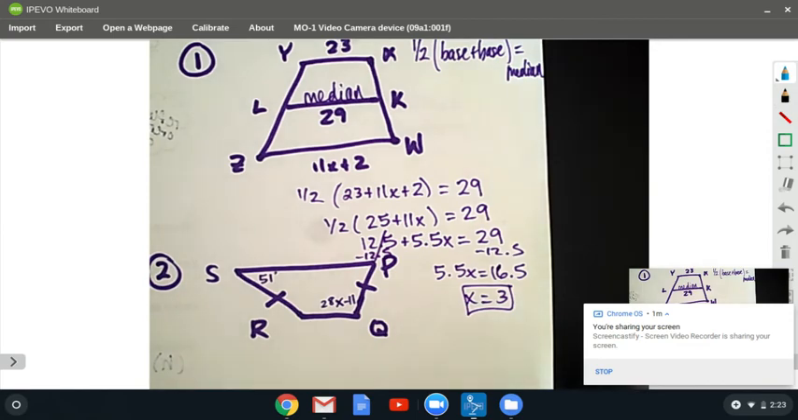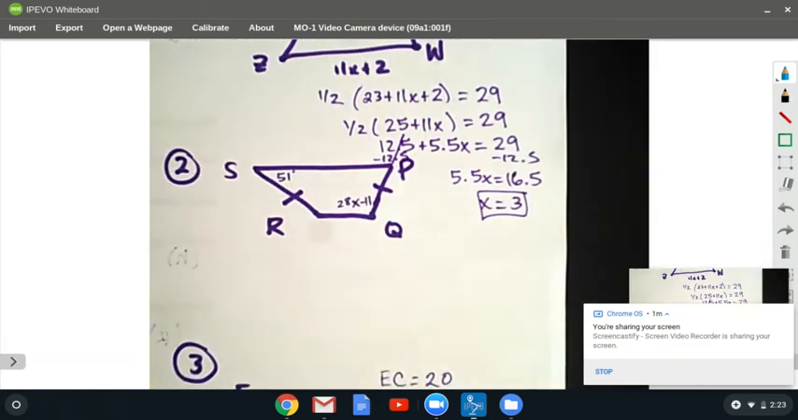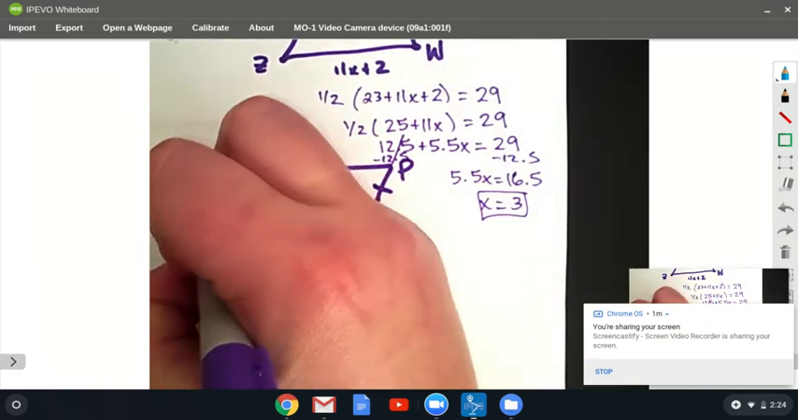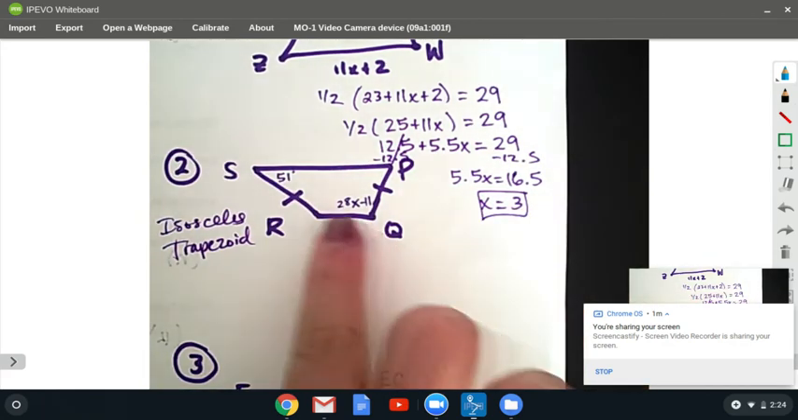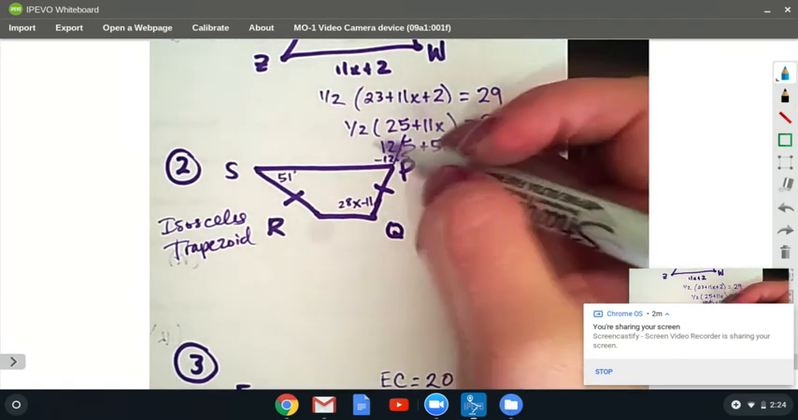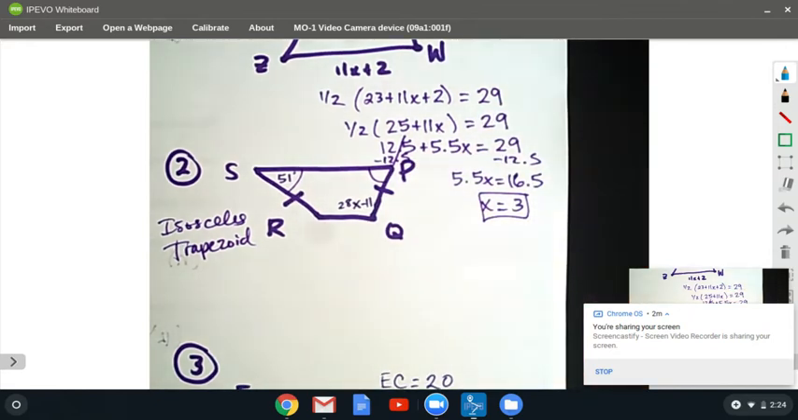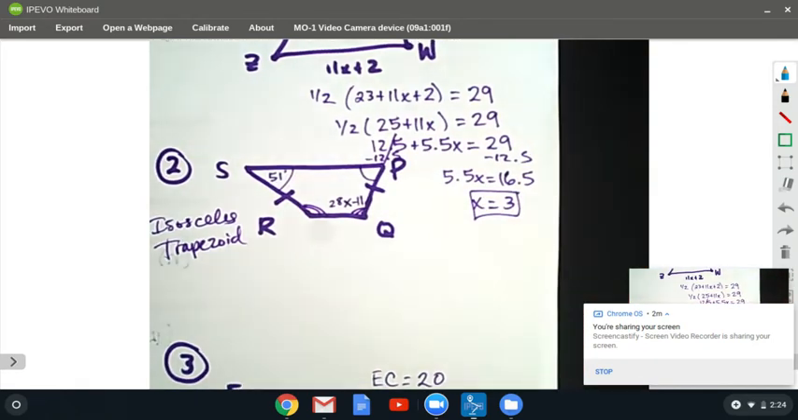Okay, so this is using our relationship of medians. Number 2 is using what we know about angles in a trapezoid, but specifically, this is an isosceles trapezoid. We know that because they marked these two legs congruent, which means that it is isosceles. So what you do know about isosceles trapezoids is that the base angles are congruent and the top base angles are also congruent. However, we only know one of those here.